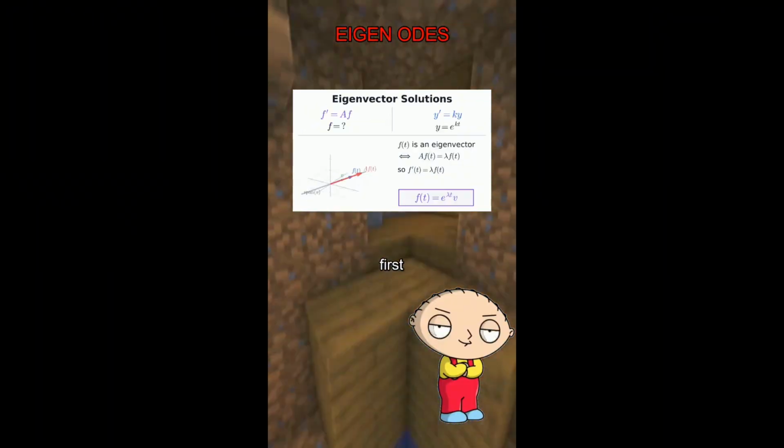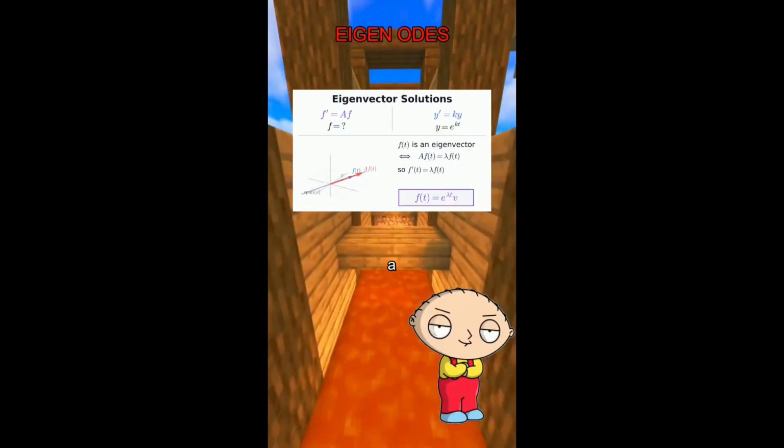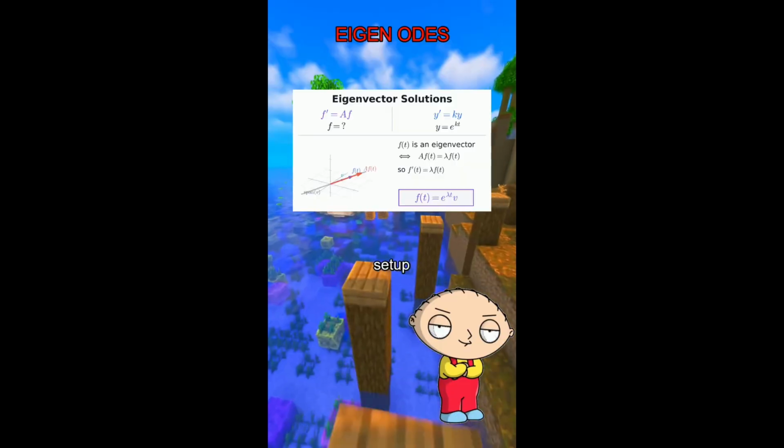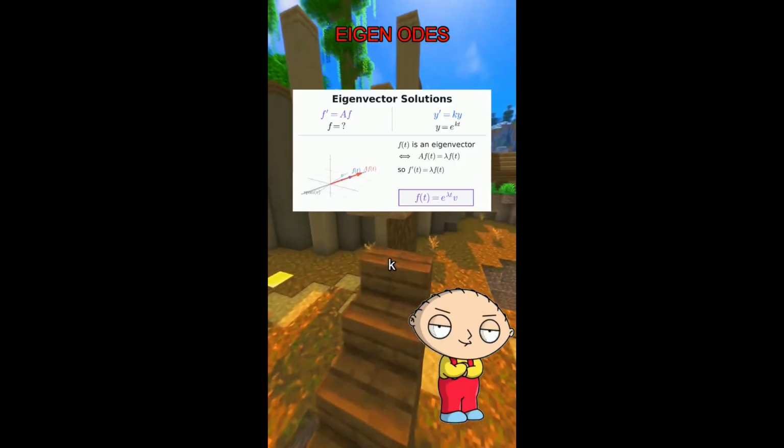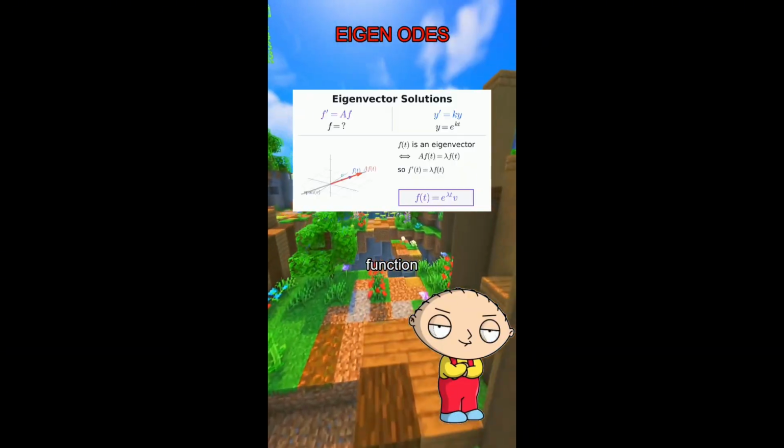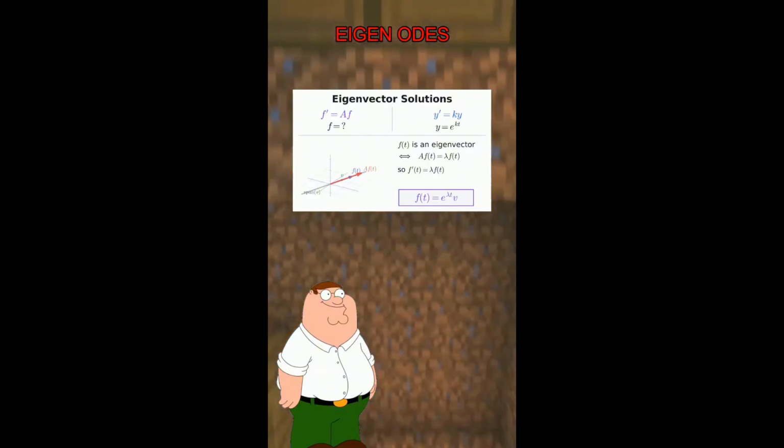Let's look closer at the first condition. You might notice that f prime equals A times f looks almost identical to the classic setup of y prime equals k times y for some scalar k, where we'd make y some exponential function. All right, I remember that. But A is a matrix, not a scalar, so that's useless?